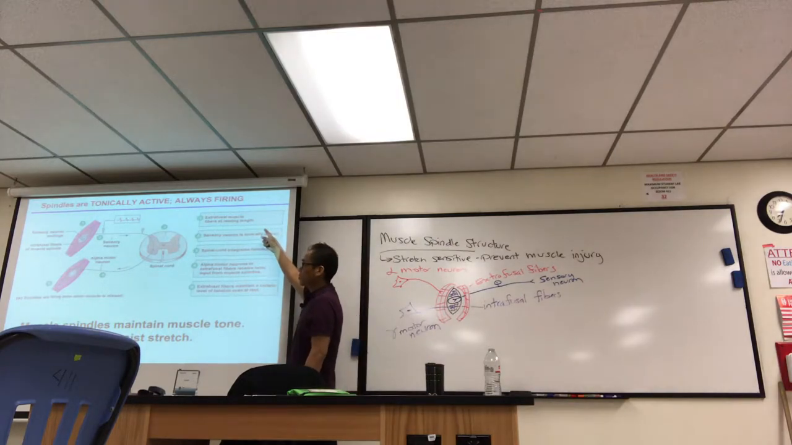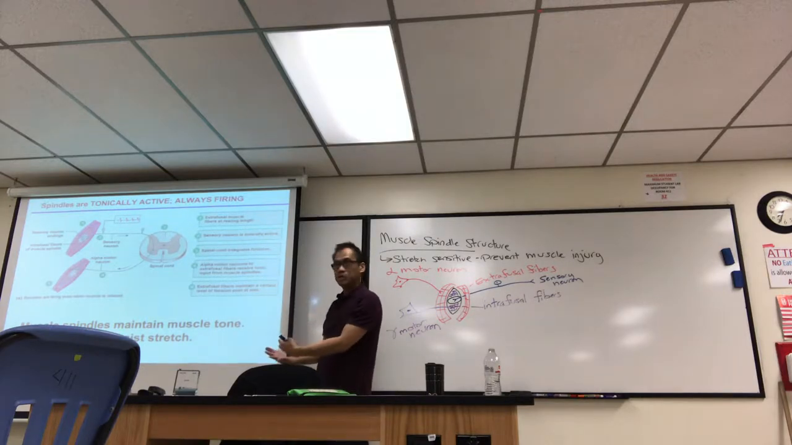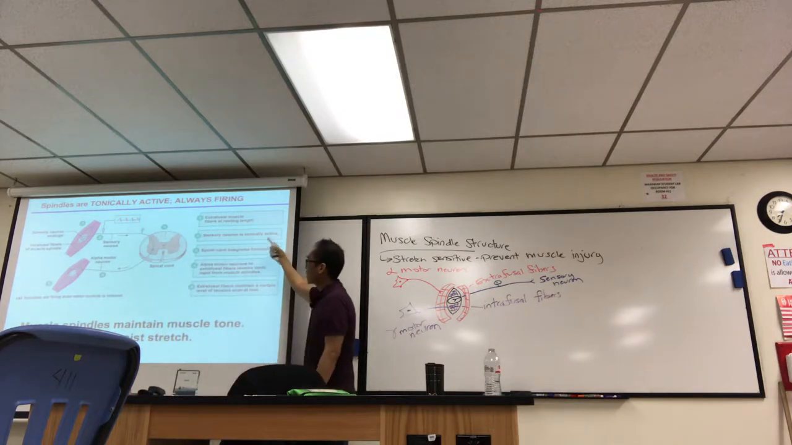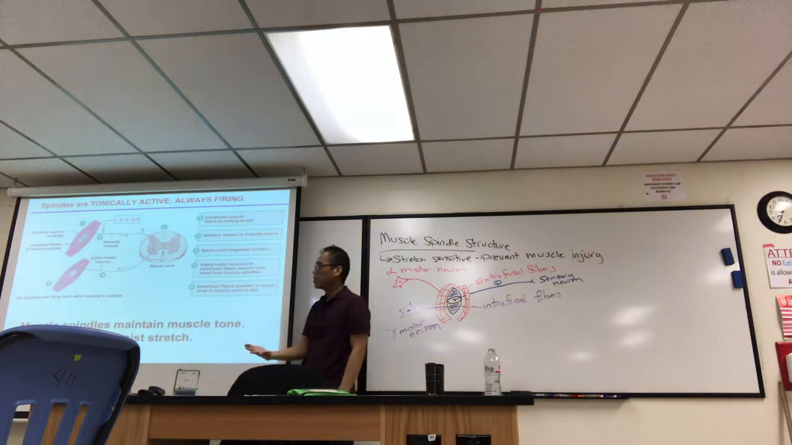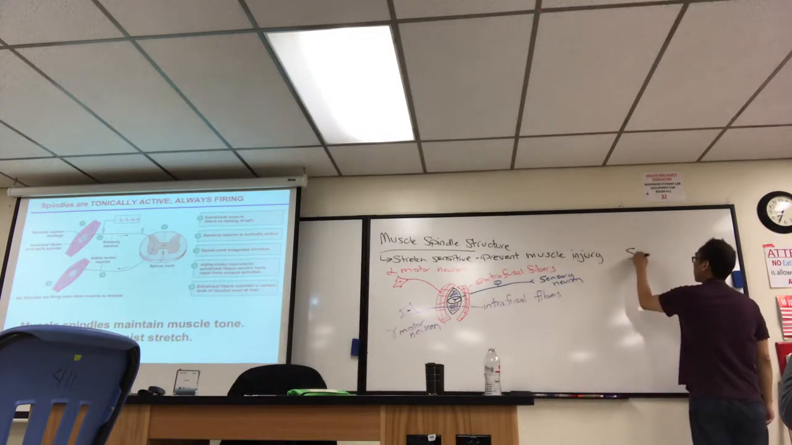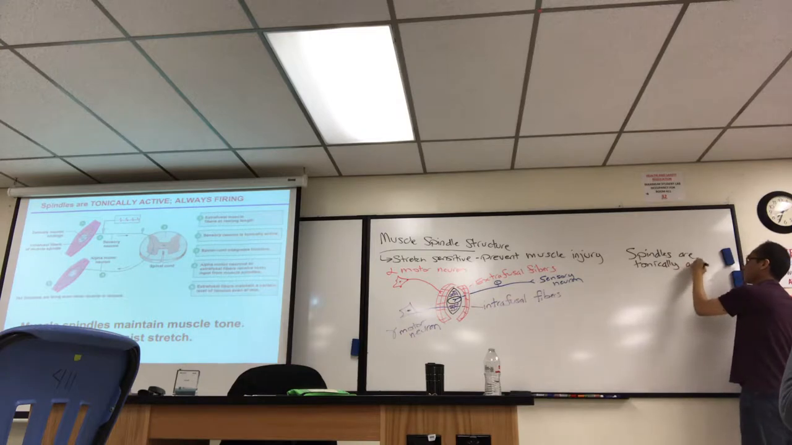Extrafusal fibers are at some resting length, like you sitting in your chair. Your quads, you're not using them because you're sitting. They're sending information to your central nervous system, these action potentials. The sensory neuron is tonically active. That means it's always on, sending some rate of action potentials to your central nervous system, the spinal cord. So these things are always on. I'll just say that they're tonically active.